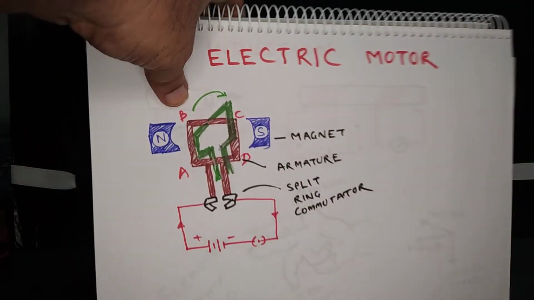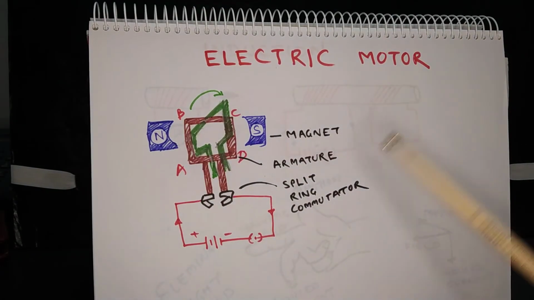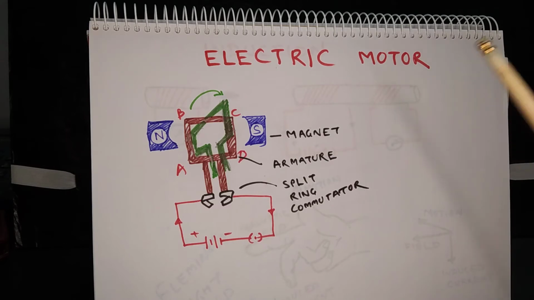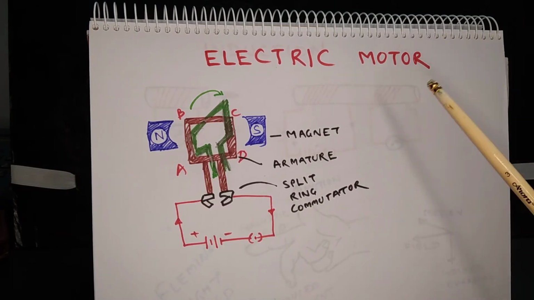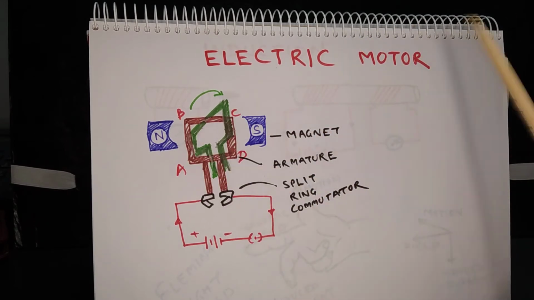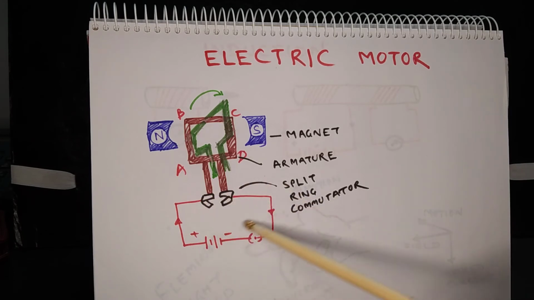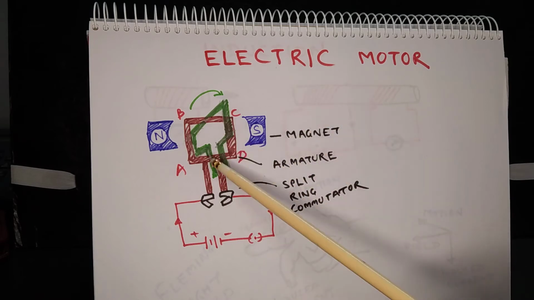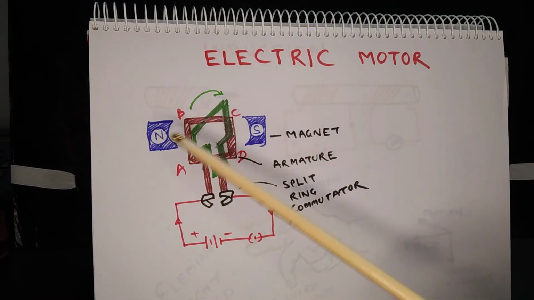Now the device which works on the concept of Fleming's left hand rule is the electric motor. An electric motor is composed of a rectangular coil that is called an armature, which is attached to a split ring commutator and that is connected to a battery. This rectangular coil is put into a magnetic field.